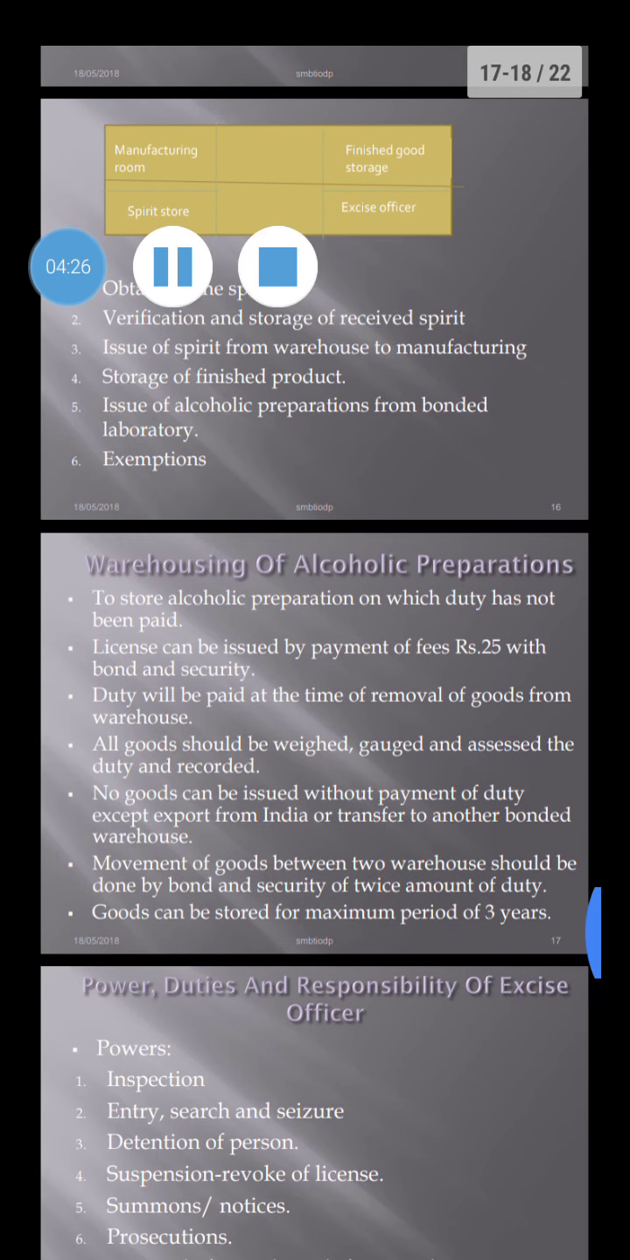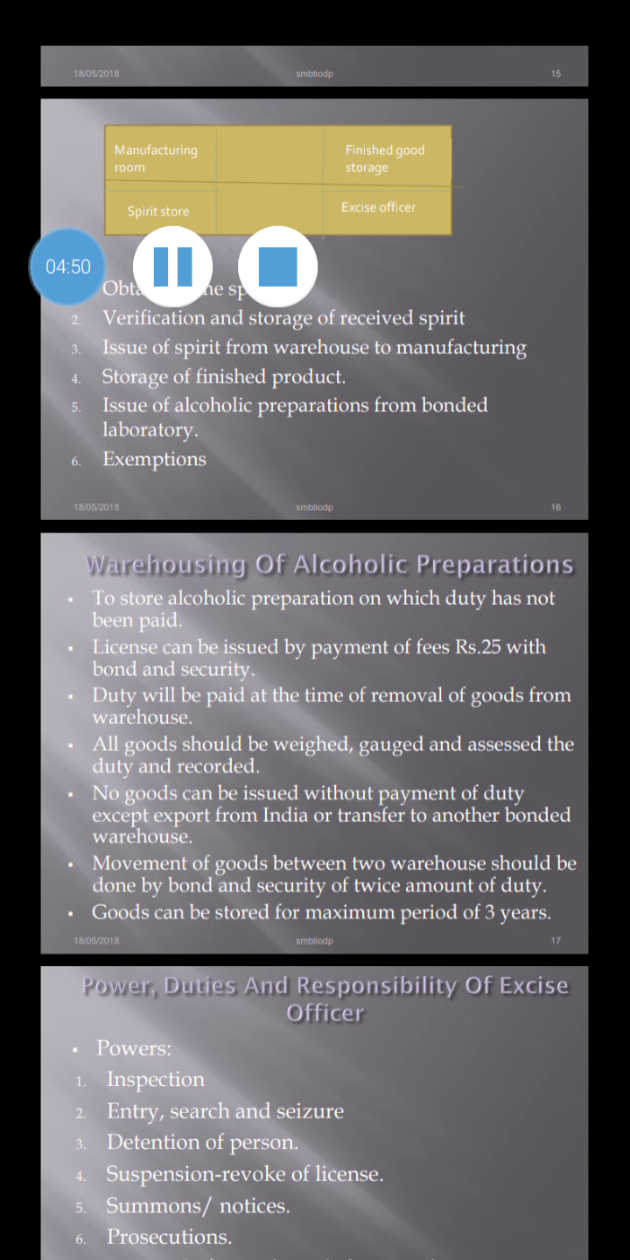Now today we will see about the warehousing of alcoholic preparation. What is done in warehousing of alcoholic preparation? It is to store alcoholic preparation on which the duty has not been paid. It is a very important thing: storing alcoholic preparation on which the duty has not been paid.